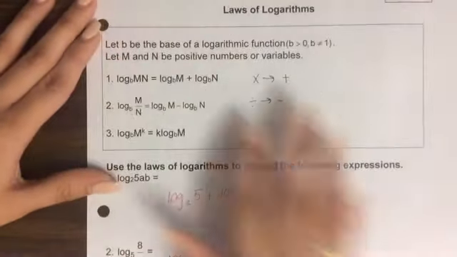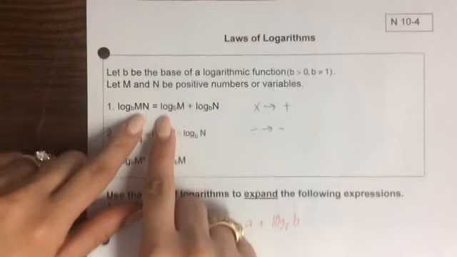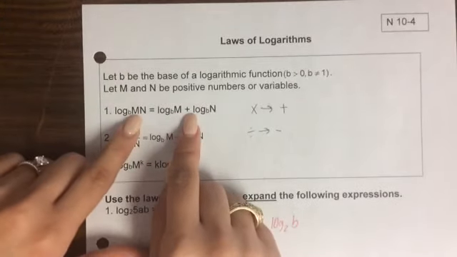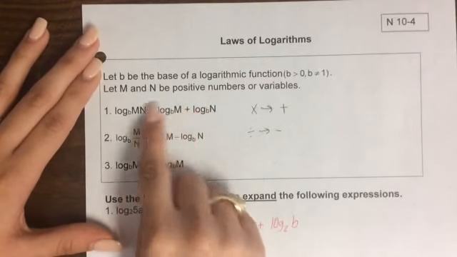So the laws are basically condensing and expanding logs. So we could go from this side to this side or this side to this side. We are expanding when it gets bigger. We are condensing when it gets smaller.